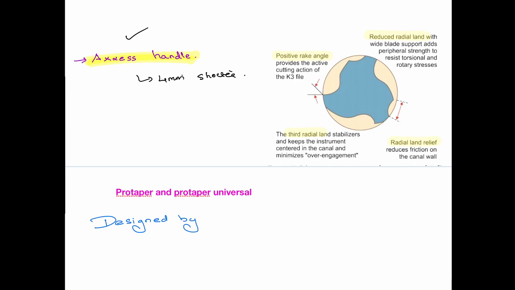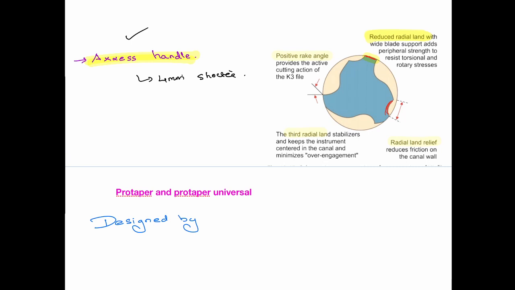So which one has axis handles? K3 files. K3 files have an axis handle with radial lands. Now this is what I'm going to discuss. I told you two things here. It had radial lands, isn't it? I told you that they have a radial land, but there is a reduced radial land, unlike the other instruments which the first generation had.